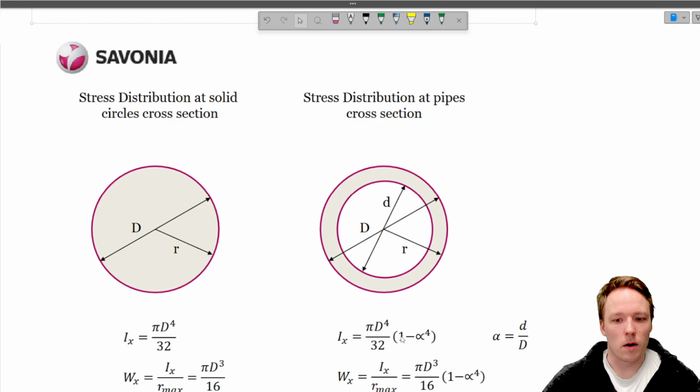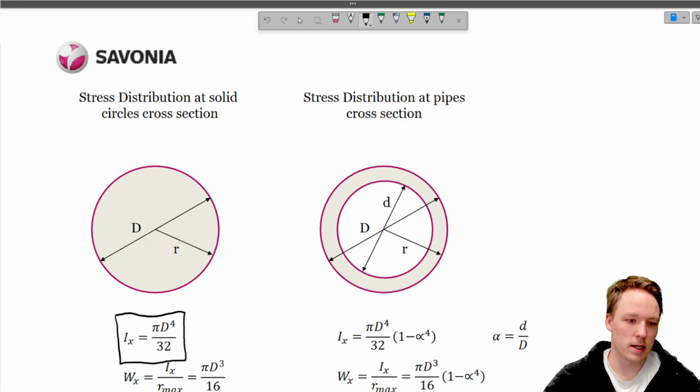So how do we define this new property, the Ix? For a solid circle cross section it is very simply defined: Ix is pi times diameter to the power of 4, divided by 32. Very simple. You can get Wx by dividing Ix by R maximum, or you can use this equation straight away, which is pi times diameter to the power of 3, divided by 16.